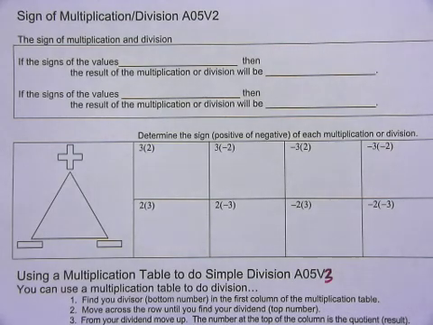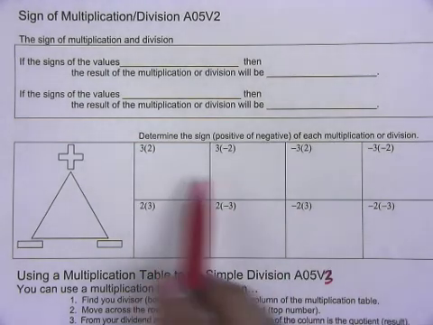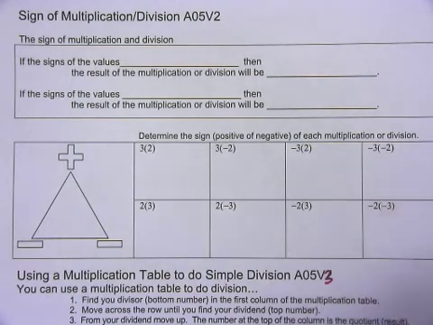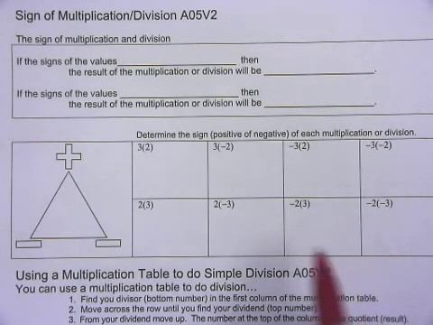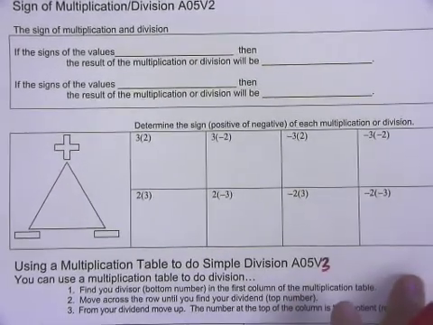All right, let's talk really quickly about how you can tell if a multiplication or division will result in either a positive or a negative number. The examples we'll use here at the bottom will all be multiplication, but all the rules apply the same for division, which we'll see in another video.